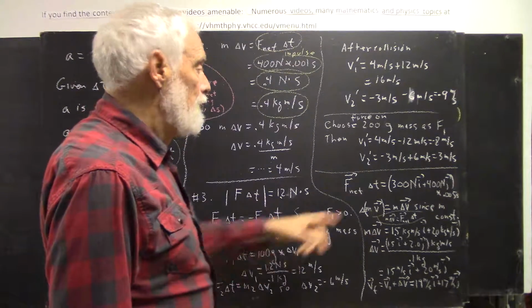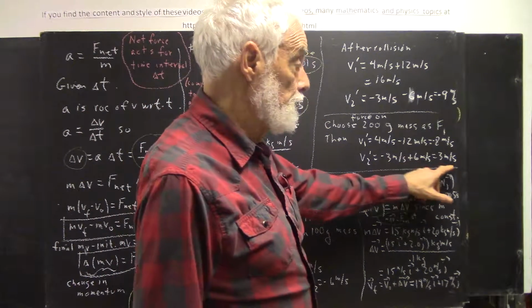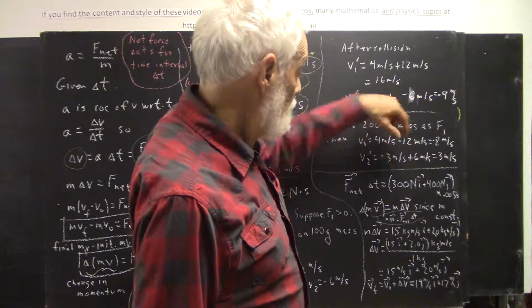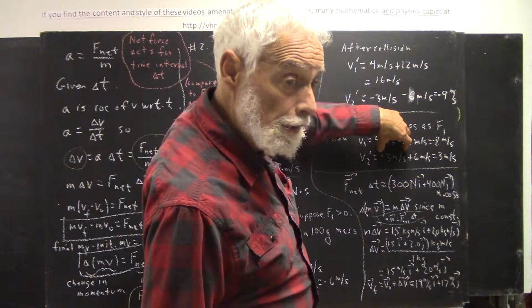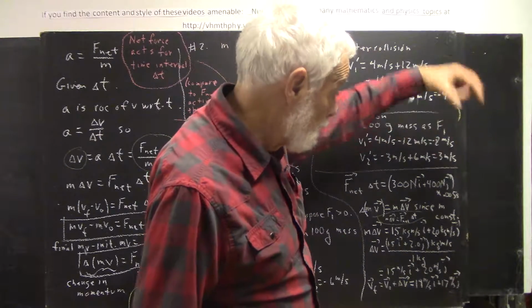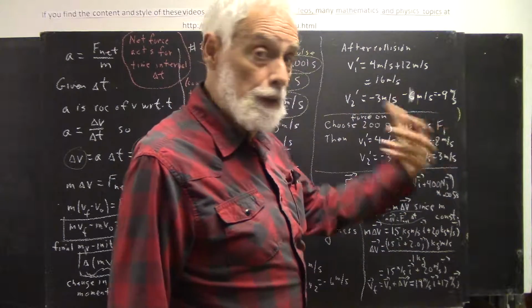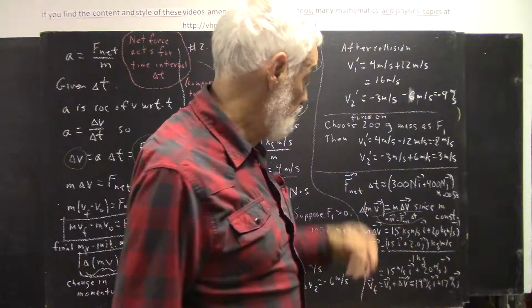Okay, because the speed of V2 is the same as it was before, so it's going to have the same kinetic energy. Doesn't matter whether it's the before kinetic energy, negative 3 meters per second, or the after kinetic energy, plus 3 meters per second, because the velocity gets, or the speed actually gets squared.